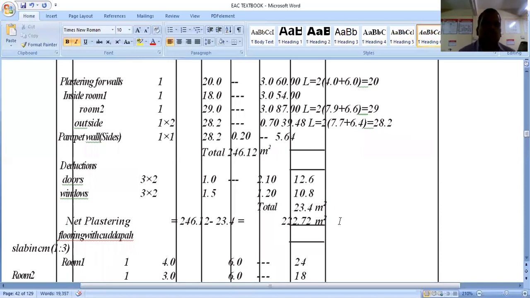Now we'll go for the plastering. 4 walls, then inside room 1, outside room 1, same as room 1 and room 2. In this manner, you have to just go on calculating these items point wise.